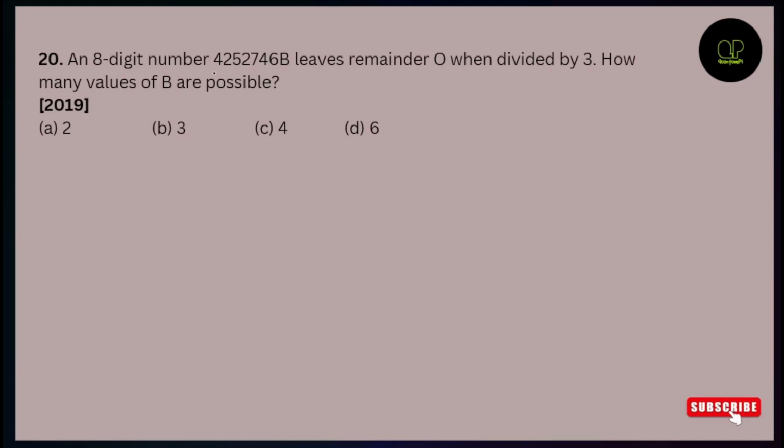An 8-digit number leaves remainder 0 when it is divided by 3. Very simple question. Divisibility rule of 3: I told you the sum of the digits should be divisible by 3. So instead of adding, you can even cancel those. 6 is divisible by 3. 4 plus 2 is divisible by 3. 7 plus 2, 9, is divisible by 3. 5 and 4 is also a sum of 9, which is also divisible by 3.